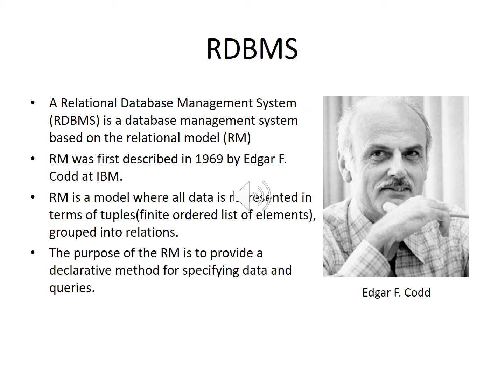So the relational database management system is a database management system based on the relational model, which was first described in 1969 by Edgar F. Codd from IBM. Relational model is a model where all data is represented in terms of tuples, which is a finite ordered list of elements grouped into relations. The purpose of the relational model is to provide a declarative method for specifying data in queries.